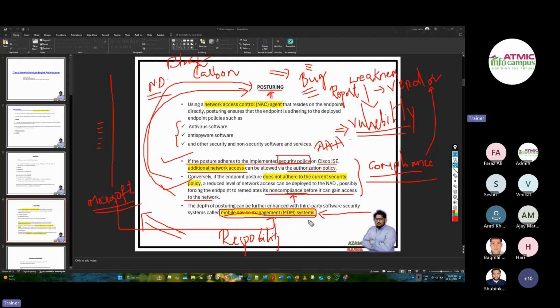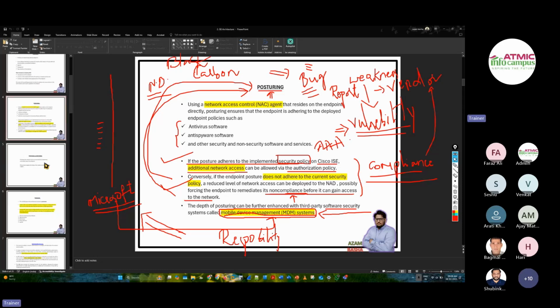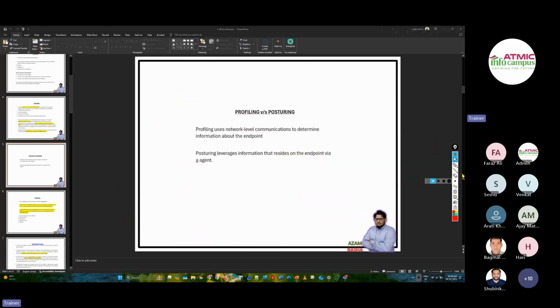So we can enhance the security by including mobile device management systems along with ISE. Cisco now knows that it is not the only player. Cisco knows that if it has to survive in the market, it has to go multi-vendor. It has to support the other vendors. That is the reason Cisco is now supporting other vendors also.